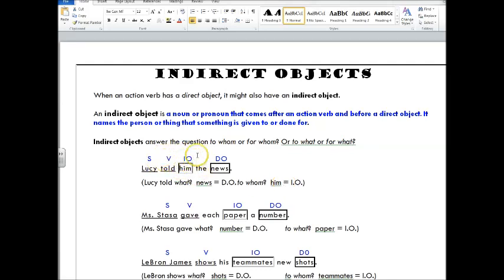Subject, verb, indirect object, direct object. The indirect comes between the verb and the direct object always. S-V-IO-DO. That will always be the order.